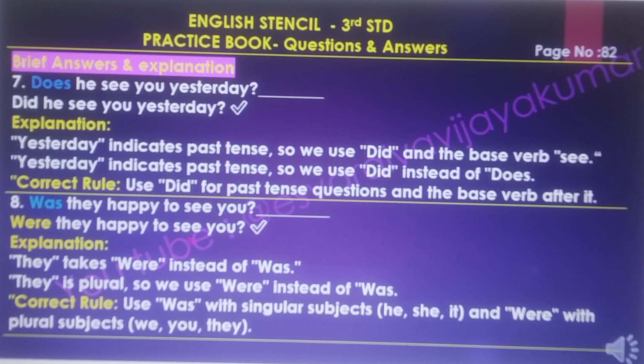Were they happy to see you? That is the right answer. Explanation of these questions: they takes were instead of was, because they is plural. Correct rule: use was with the singular subjects he, she, it, and were with the plural subjects we, you, they.